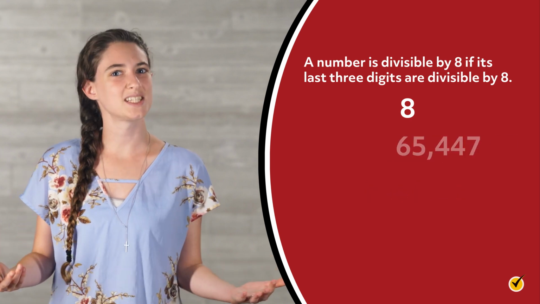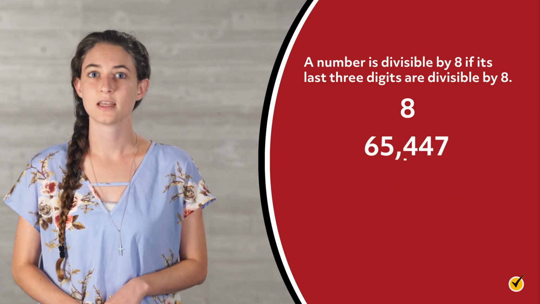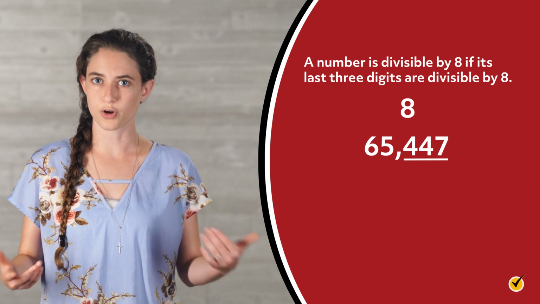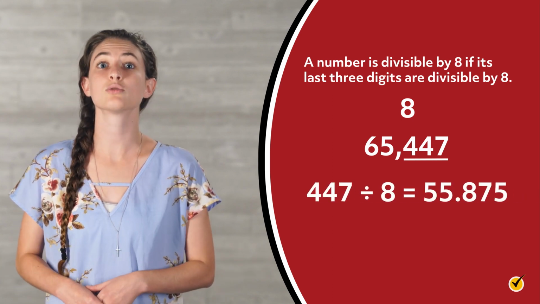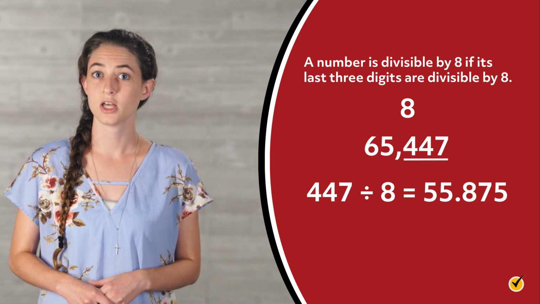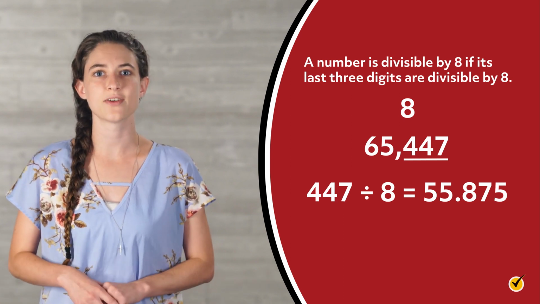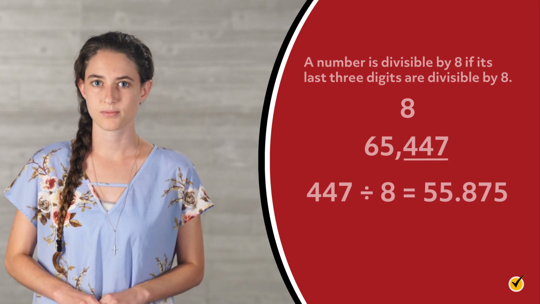Now let's look at the number 65,447. Divide the last three digits, 447, by 8. 447 divided by 8 equals 55.875. So 65,447 is not divisible by 8.